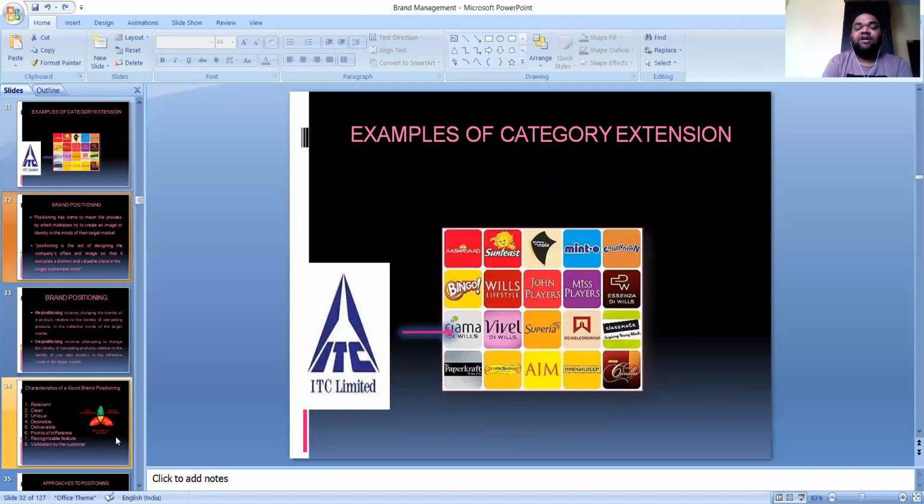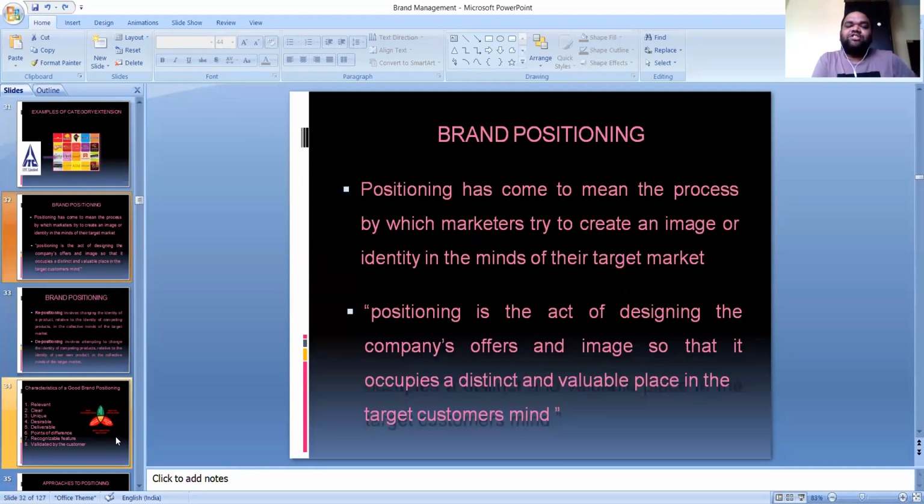Moving on, the next very important topic is brand positioning. Okay, what do you mean by positioning? We always say that positioning means you are going to create an image about your product in the customer's mind. We call it brand positioning, in simple words. Coming to the definition, according to Philip Kotler, brand positioning is the act of designing the company's offer and image so that it occupies a distinct and valuable place in the target customer's mind.